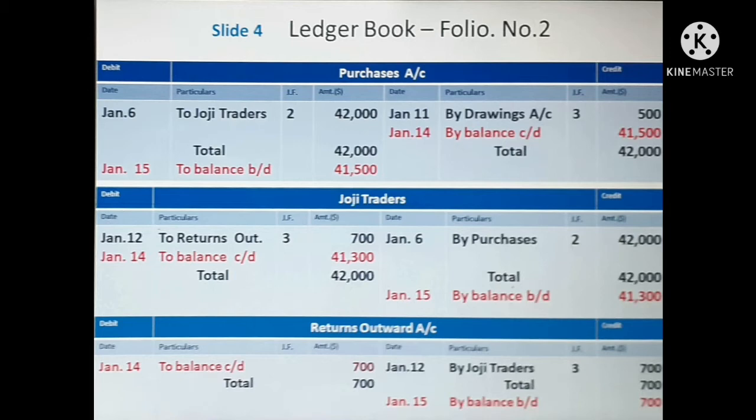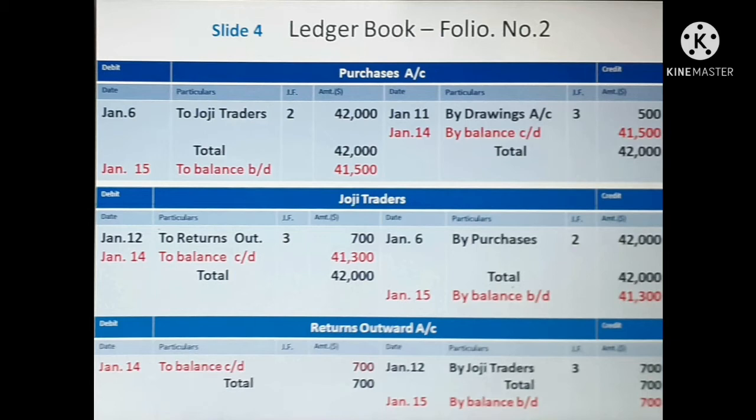Wherever a personal account has a credit balance, that person is a creditor of the firm. Firm owes that much money. That is here, Sabu's firm owes $41,300 to Joji traders. Now returns outwards account. The postings will be just the opposite of those in purchase account because these are purchase returns.